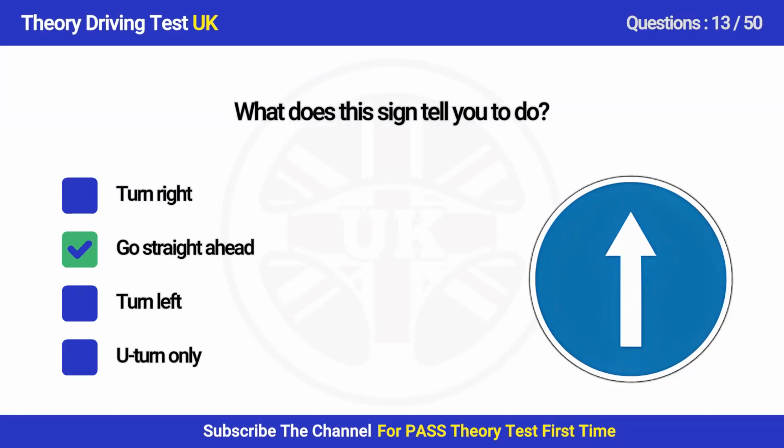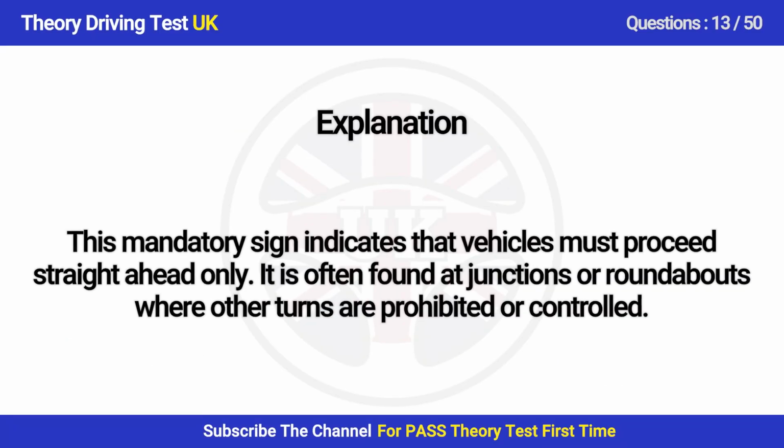Answer is B. Go straight ahead. This mandatory sign indicates that vehicles must proceed straight ahead only. It is often found at junctions or roundabouts where other turns are prohibited or controlled.